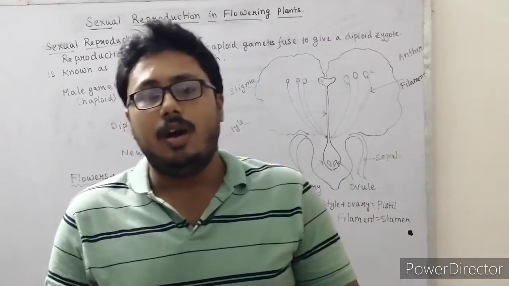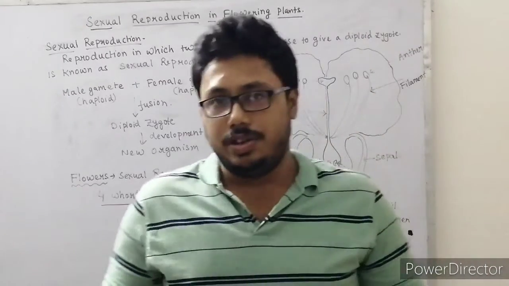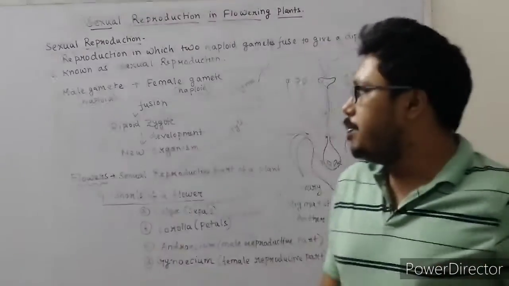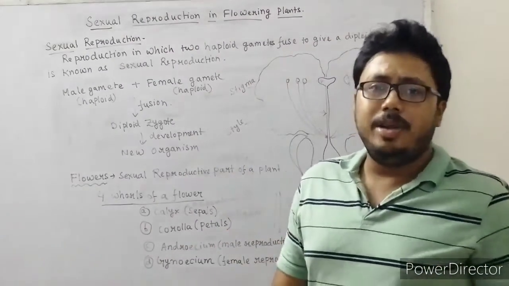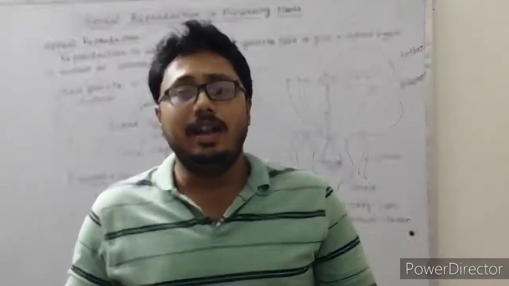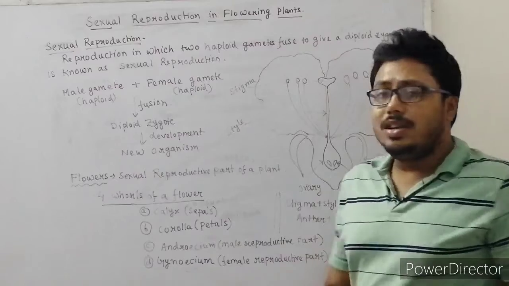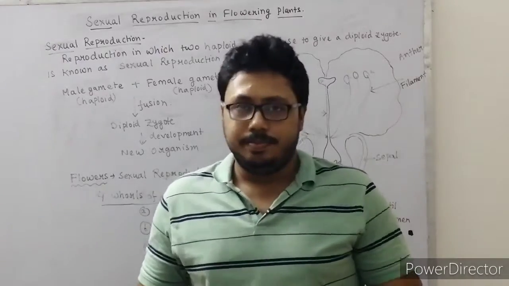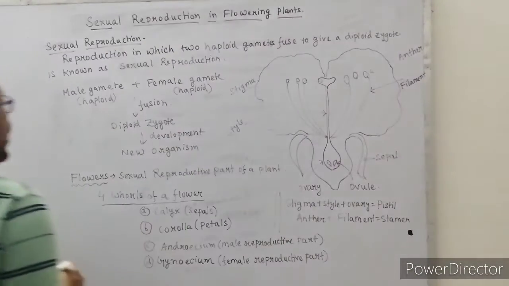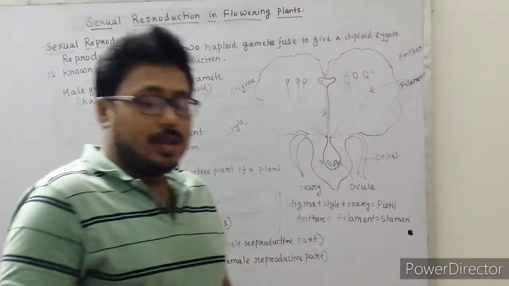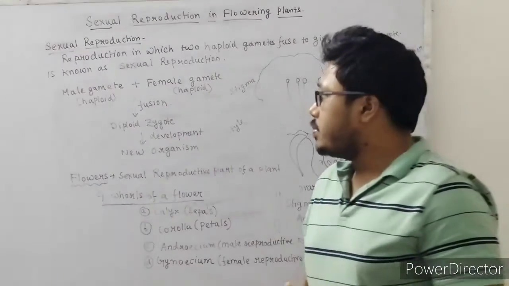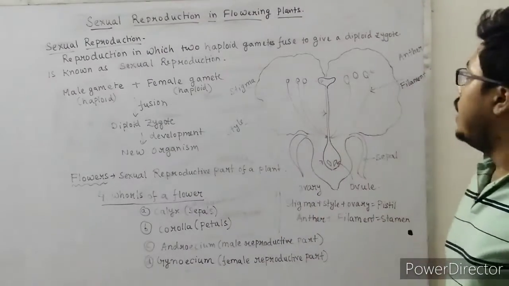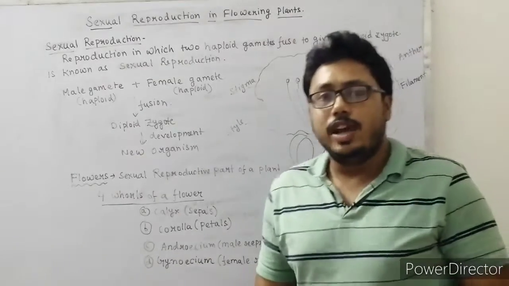Reproduction means developing of the progeny from the parent generation. It can be either asexual or sexual. Sexual reproduction is where two haploid gametes are involved to form a diploid zygote. So what does haploid mean? Haploid means that the chromosome number of the gamete is n, and when they fuse together they give 2n number of chromosomes, that is a diploid zygote. The reproduction in which two haploid gametes fuse to give a diploid zygote is known as sexual reproduction.